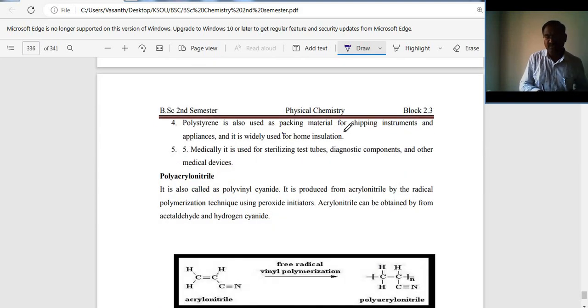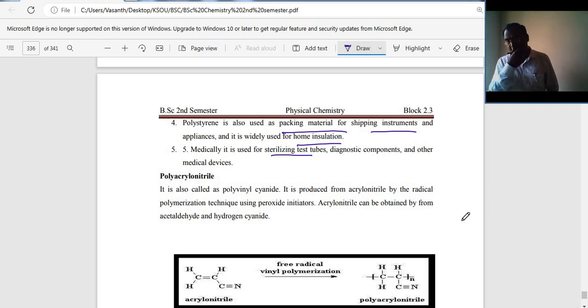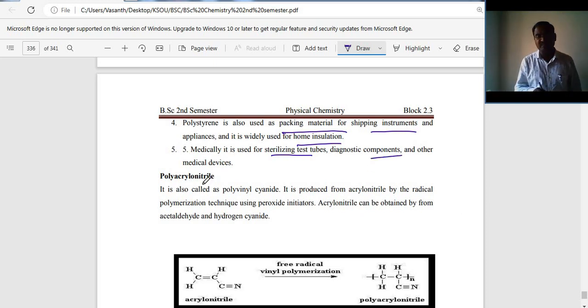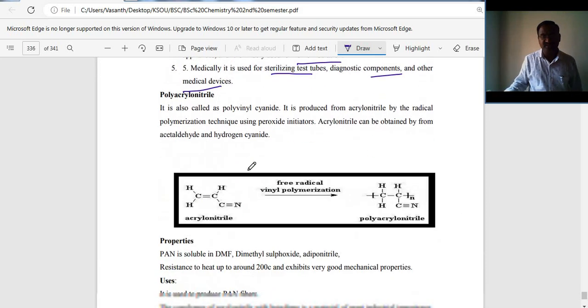Polystyrene is also used as packing material for shipping instruments and appliances, and is widely used in home installations. Medically, it is used for sterilizing test tubes, diagnostic components and other medical devices.